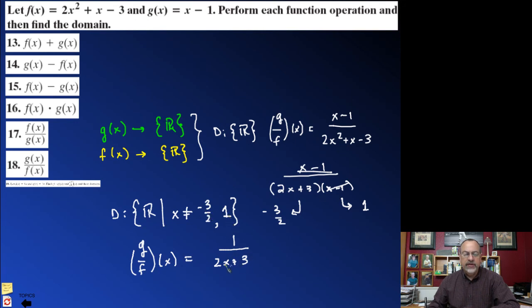Again, if you waited until you got here to determine that domain, you would miss out on this restriction right here, which continues to be inherited by this function because this function came from the combination of these two functions.